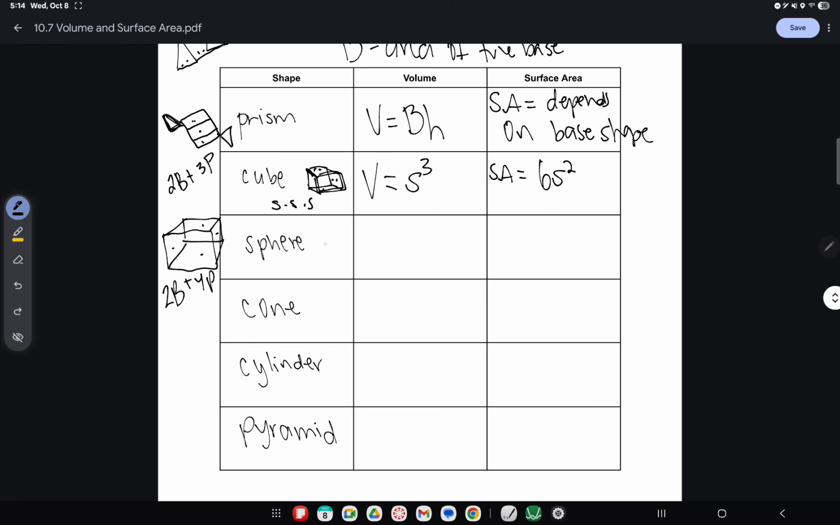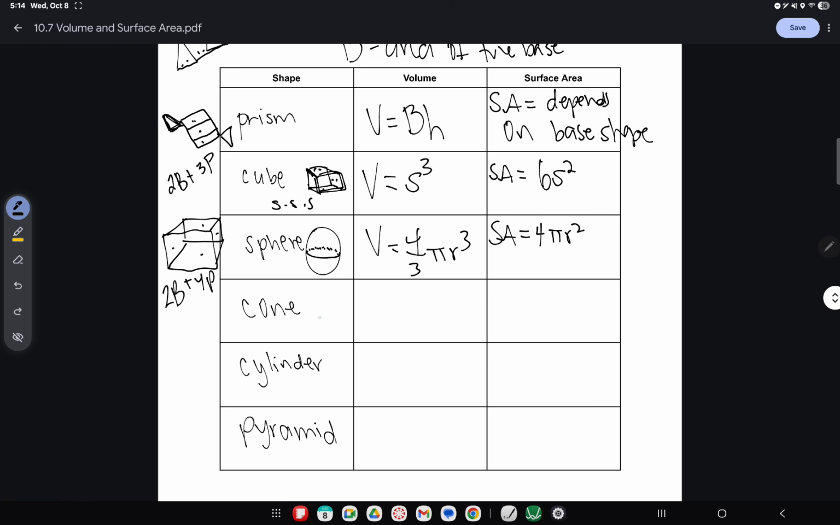All right, a sphere. I don't know if I can draw a sphere. It kind of looks 3D. So the volume of a sphere is 4/3 pi r cubed. And then the surface area is 4 pi r squared.